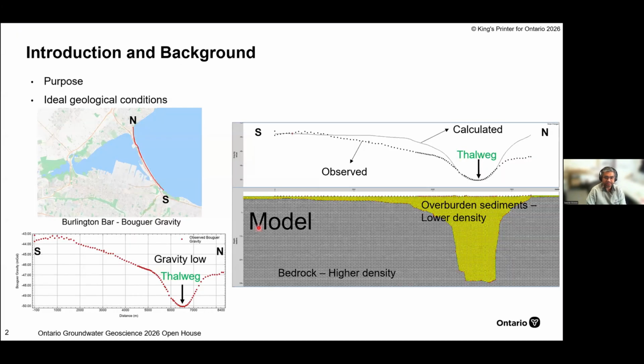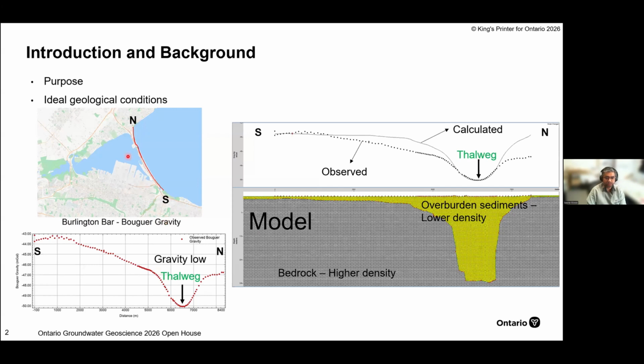The purpose of this gravity survey is to interpret the data and help find buried bedrock valleys. Gravity survey works best when there is a density contrast in the subsurface. Here is an example from the Burlington Bar area in southern Ontario.